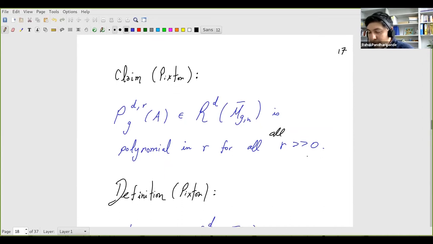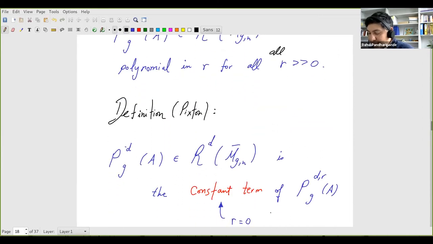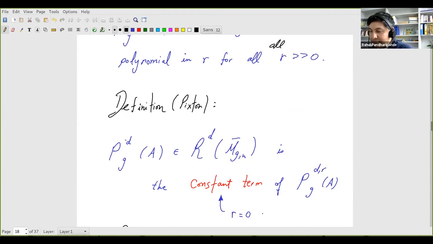And then how to get rid of r is you take the r equals zero constant term. So in some sense, you let r go to infinity, then you take the r equals zero constant term. That gets rid of the r, and that gives a class. So is this movement clear?